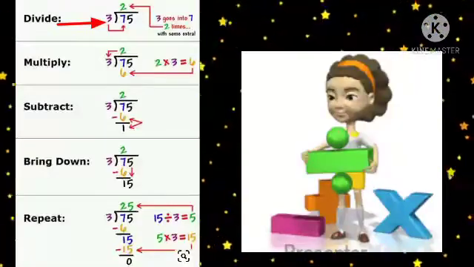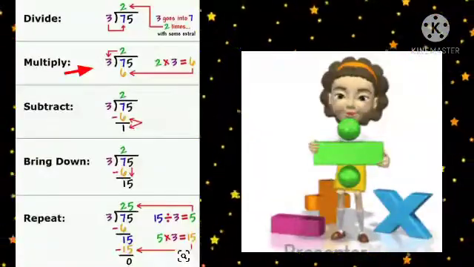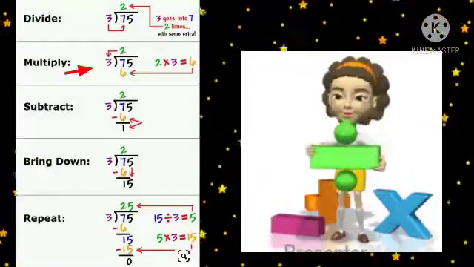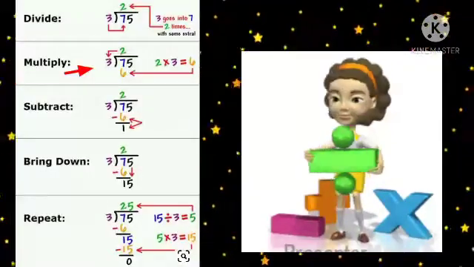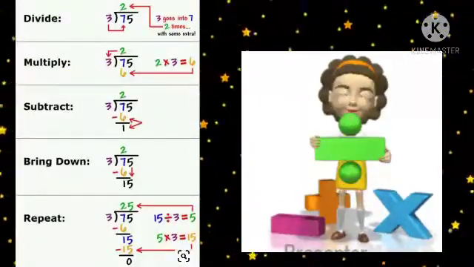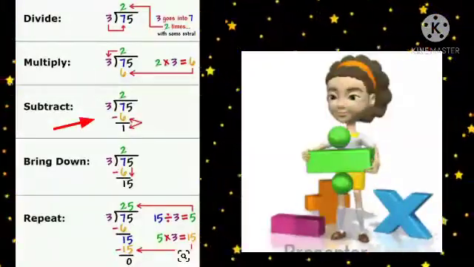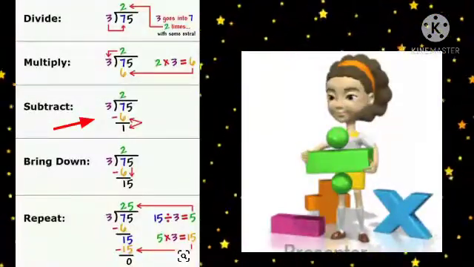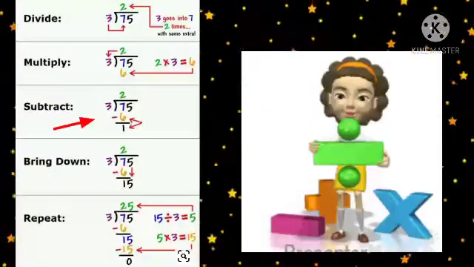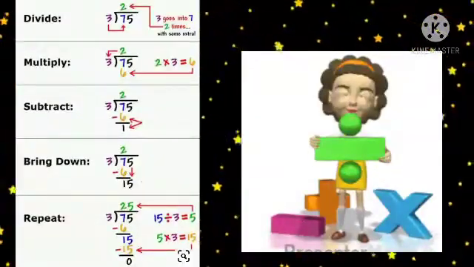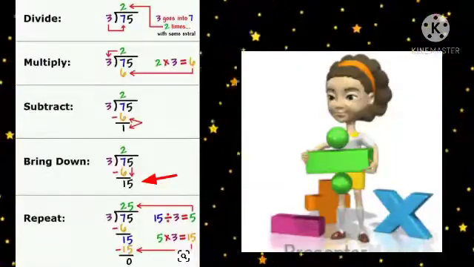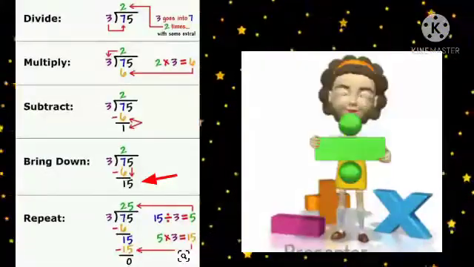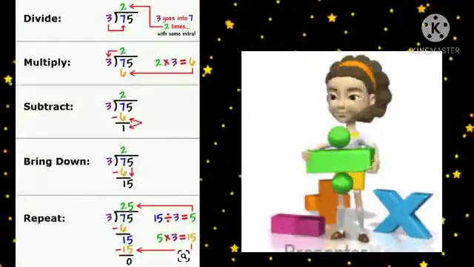Put 2 in the quotient above the division bar. And now multiply 3 into 2. 3 2s are 6. Put 6 under the number 7. As a third step, subtract 6 from 7. 7 minus 6 is 1. Now bring 5 down, which makes the two-digit number 15.